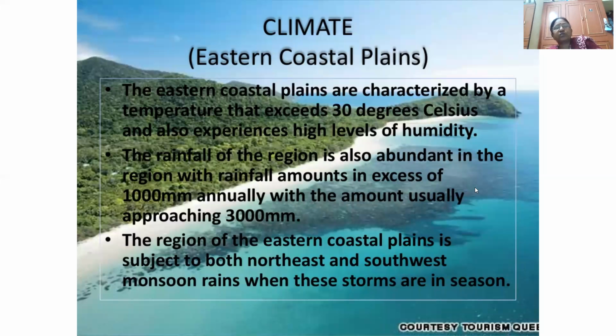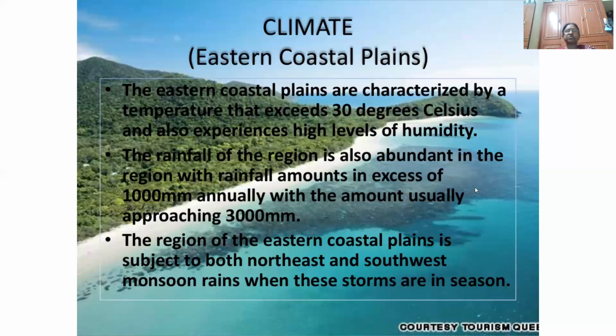The eastern coastal plain climate, if we consider, the temperature sometimes exceeds 30 degrees Celsius, and also a lot of humidity and sultriness can be experienced in this region. The rainfall of the region is also very abundant and exceeds almost 1000 mm annually, with an amount which is usually approaching 3000 millimeters of rainfall.